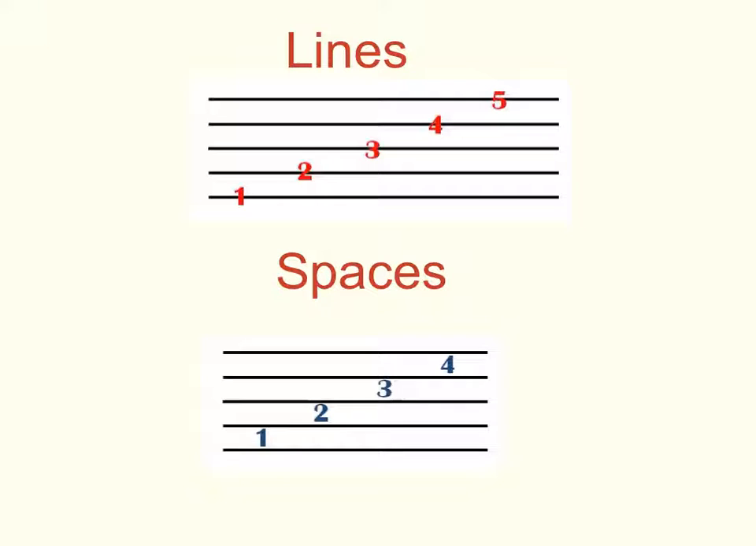Okay? And the same is true for our spaces, and the spaces are created by the lines themselves. So here is our first space, second space, third space, and fourth space. And these become really important when we start talking about assigning letter names to our lines and spaces. And so we'll learn more about that as we continue on with our lesson. But right now I just wanted to make sure you understand the importance of both lines and spaces, okay?